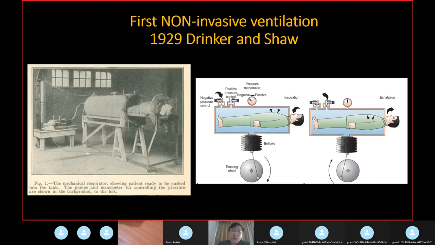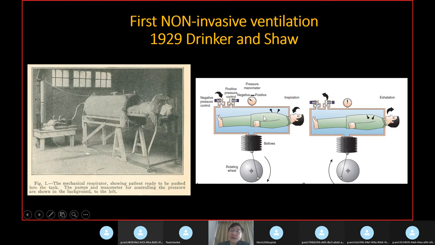Non-invasive ventilation started with the iron lung, which was invented in 1929 by Drinker and So. This is the very first prototype that they created, which means the patient is put inside the iron box. What this iron box basically does is change the pressure within the box itself. During inspiration, the box creates a negative pressure around the patient's body, which is confined in the iron box.